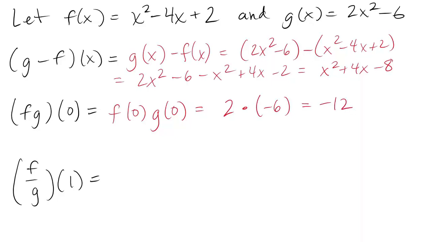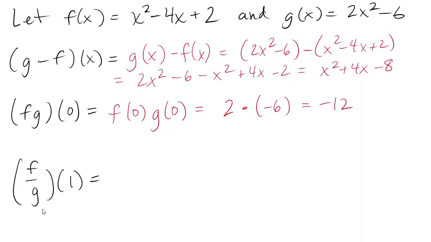If we had to find fg of 0 and fg of negative 2 and fg of 8 and a bunch of outputs of fg of x, then it might have been a good idea to find fg of x in general, so that we could just evaluate that at multiple inputs. But here, where all we had to do was plug in one number, and in particular that number was 0, it was easier to just evaluate f of 0 and g of 0.